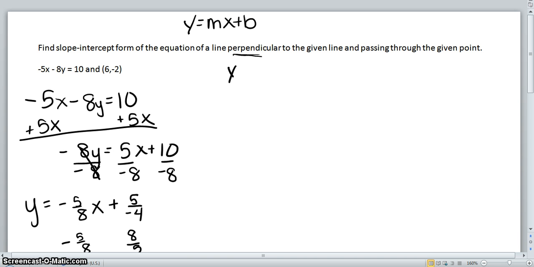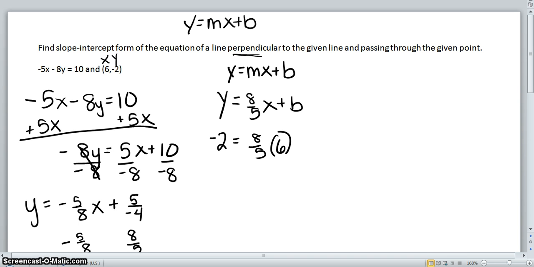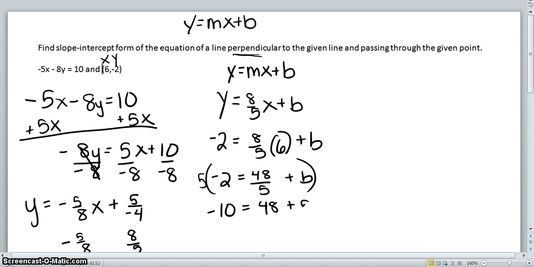So we have y equals mx plus b, where m is the slope and b is the y-intercept. So we have y equals 8/5 x plus b. Now to solve for b, we're going to use the point. This is x, this is y. So we have negative 2 equals 8/5 times 6 plus b. And then we have negative 2 equals 8 times 6 is 48, 48/5 plus b. Let's multiply everything by 5. So we have negative 10 equals 48 plus 5b.